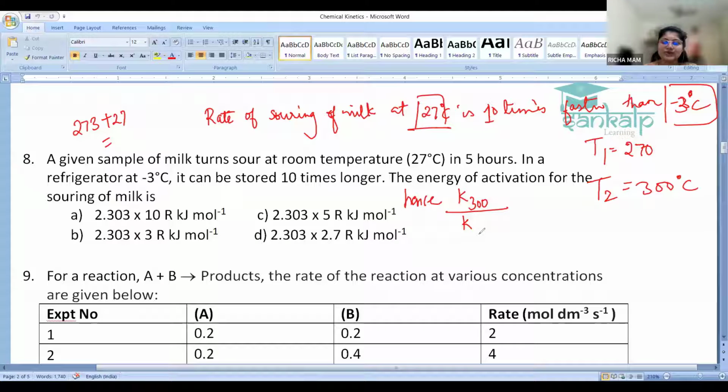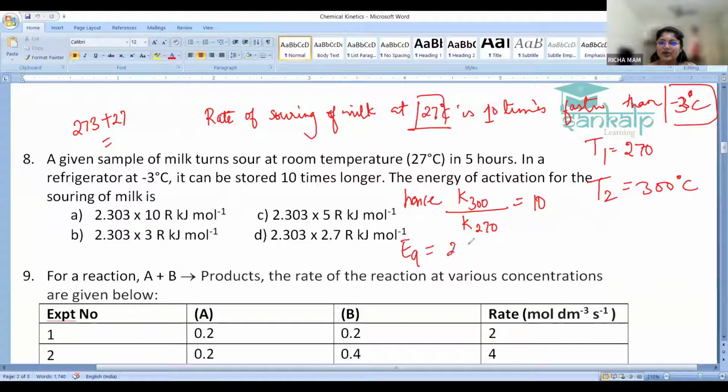So this will be 270. The rate at 300 by 273 is given as 10, 10 times faster. So T1 is 270, T2 is 300. Right, so this is the given information. Now let us find out the energy of activation.